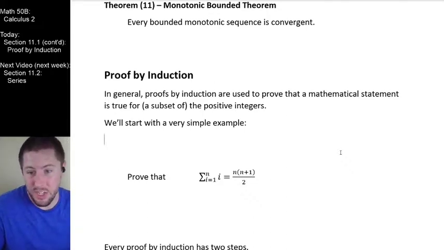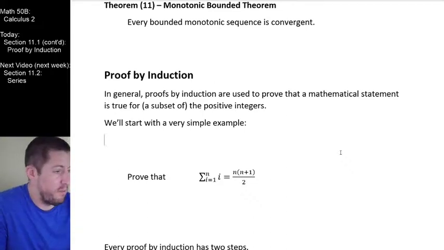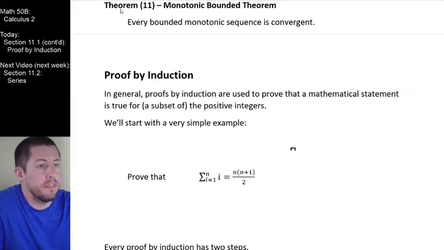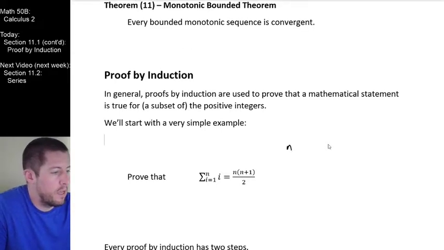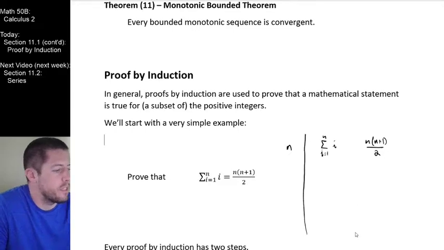And what we should do is first look to see if we even believe this. So I might make for myself a little bit of a table right here, and I want to ask myself, what's n? What is the sum from i equals 1 to n of i going to look like? And what is the formula n times n plus 1 over 2 going to look like? So let's just investigate this. This is just us doing a little bit of numerical exploration.